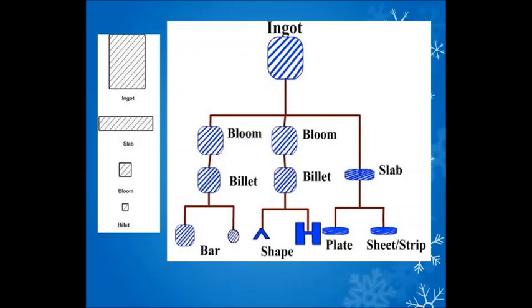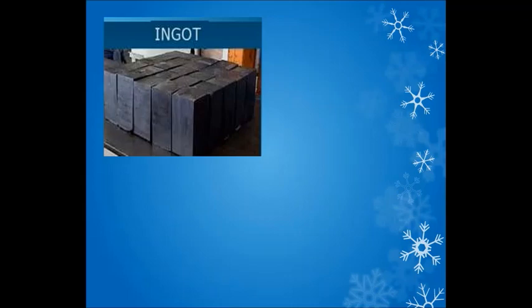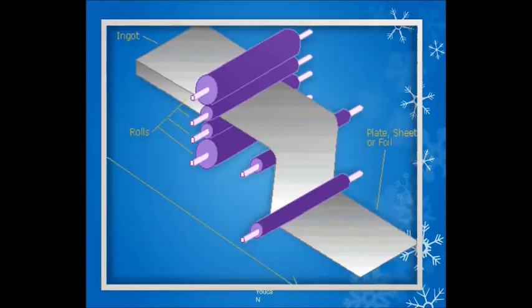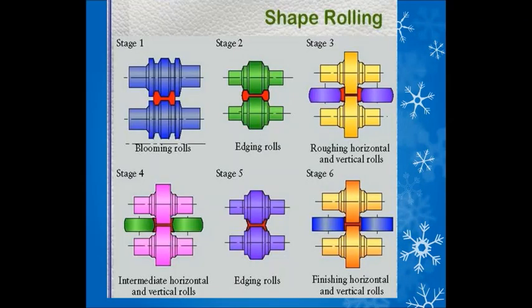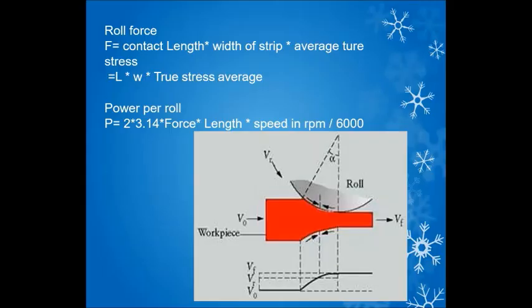So from the ingot, we can get various operations. Ingot is nothing but a bar. Slab, bloom, and rolled sheets we can also utilize from the ingot. Stage 1, stage 2, various shape rolling. Shape rolling operation as per our requirement we can make use of. Flat rolling. Depending upon our requirement of the diameter, we can reduce the size.